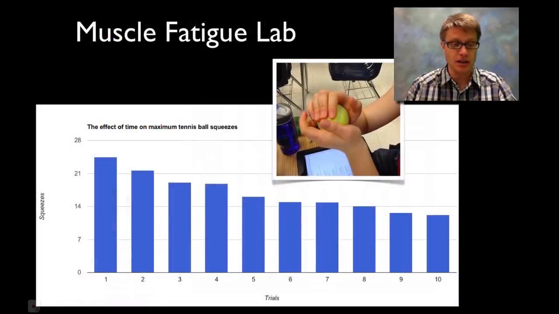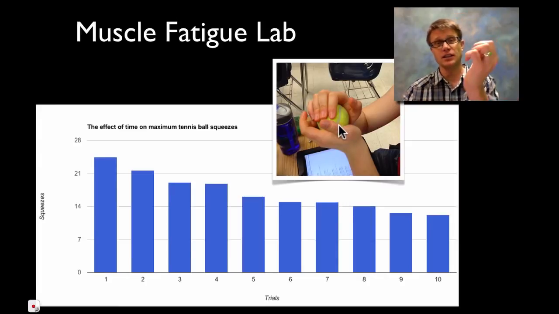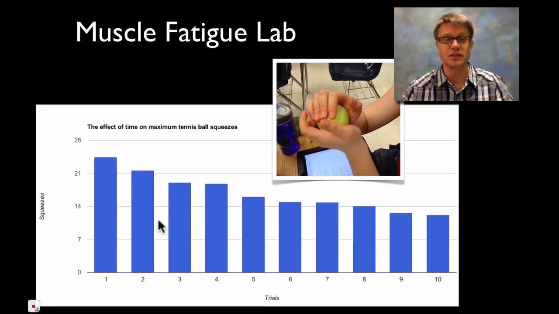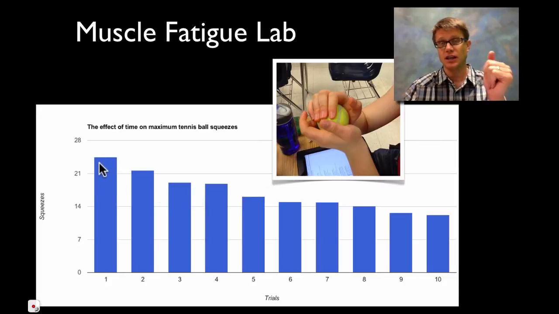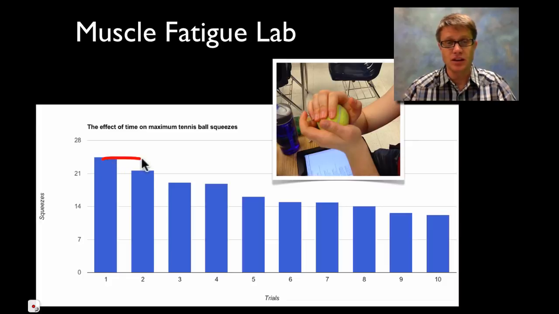Example of a lab I did in class was, and it's weird how this exactly mirrors it, the muscle fatigue lab. So basically you had a tennis ball, and in one hand you had to squeeze it as many times as you could in 10 seconds, and then do another 10 seconds, and do another 10 seconds, and this is the class average. So the class average was, it looks like, around 25 times in 10 seconds. But you can see that it quickly drops off, and then it kind of levels off.